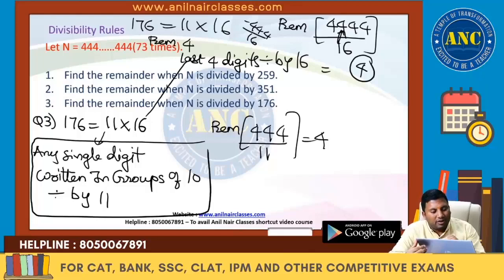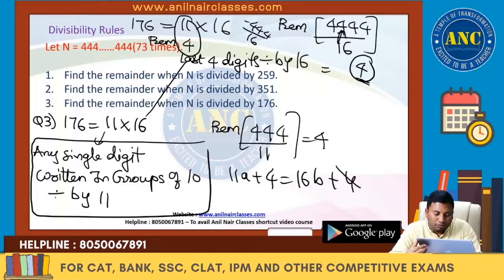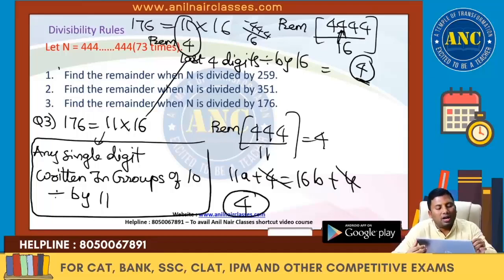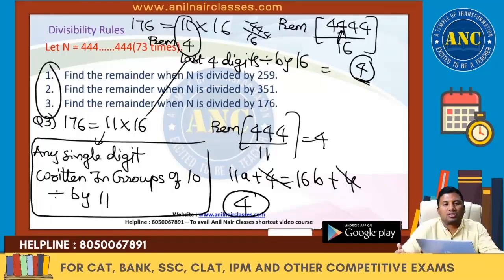That means when divided by 16, the remainder is 4. When divided by 11, the remainder is 4. 11a plus 4 is equivalent to 16b plus 4. 4, 4 cancel. The answer is 4. All of these are advanced level questions.